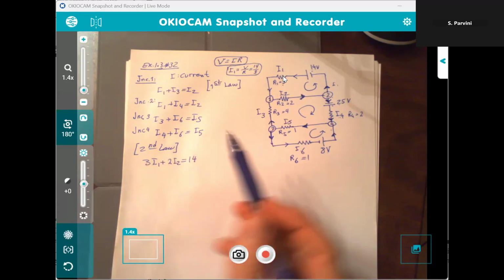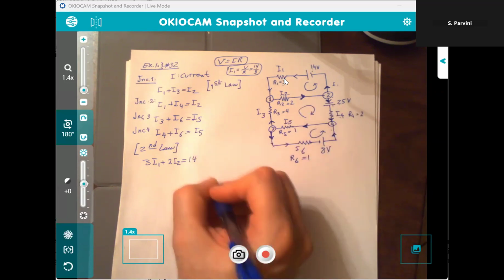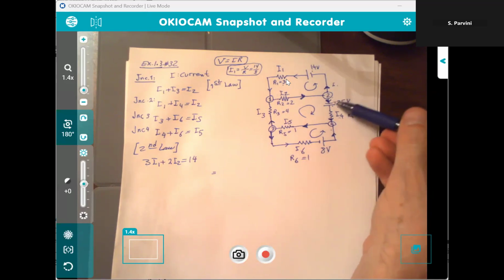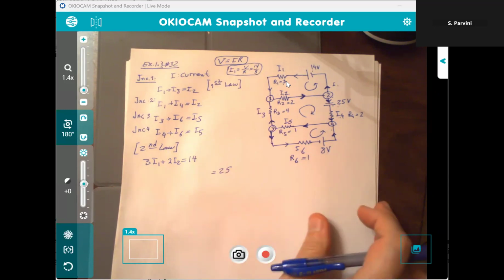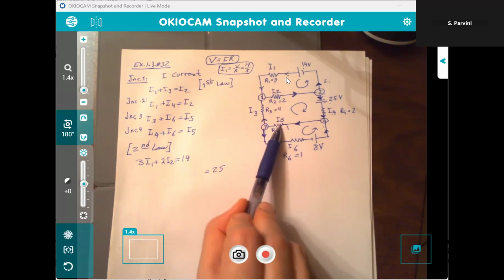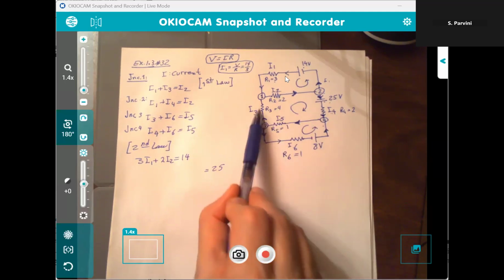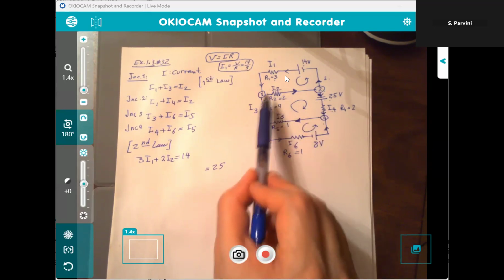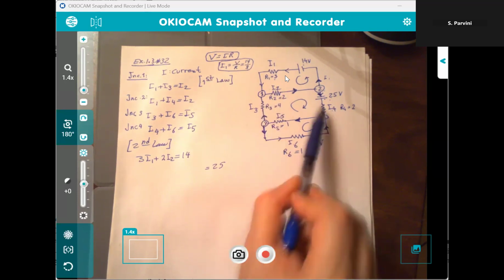Let's look at the middle part. The middle part, the voltage is 25, isn't it? Right here, that's 25. Now, let's see. We have one resistance here, one here, one here, one here. Don't we have 4? 1, 2, 3, 4 resistances, right? Each of these will have its own voltage.